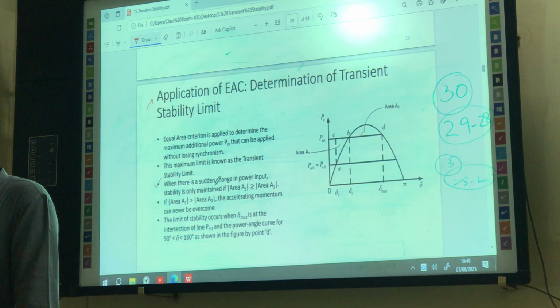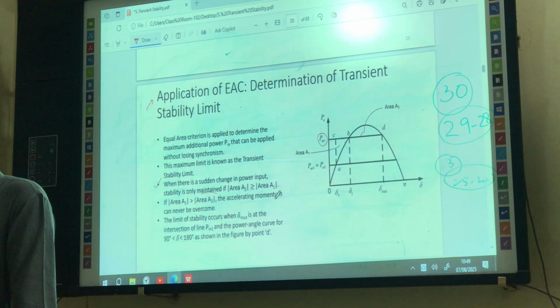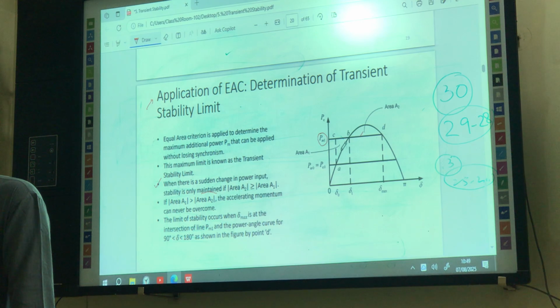So when there is a sudden change in power input, that means a sudden change in the PM, from PM0 to PM1. Stability is only maintained if area A2 is higher than or at least equal to area A1. Area A1 means the acceleration area, and area A2 means the whole deceleration area that we can take. So if area A2 is at least equal or higher than this area A1, at that time the system will be stable.